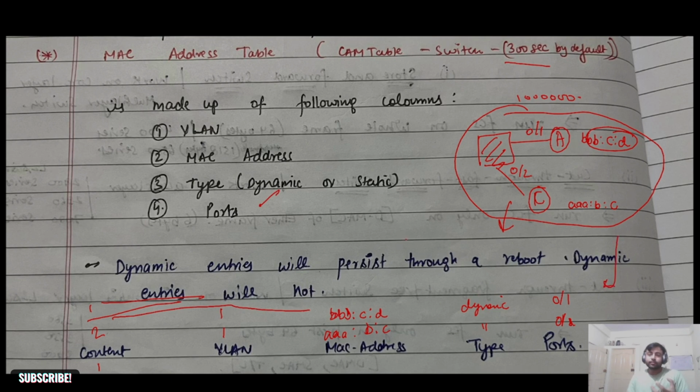So the MAC table is made up of the following columns: VLAN, MAC address, type, and port. The statement that dynamic entries persist through a reboot is incorrect. It's static entries. We can give MAC addresses to devices statically as well as dynamically. If it is static, it will persist in the switch through a reboot. Dynamic entries will not exist after a reboot, and they have an aging time. So that's what the MAC address table is.